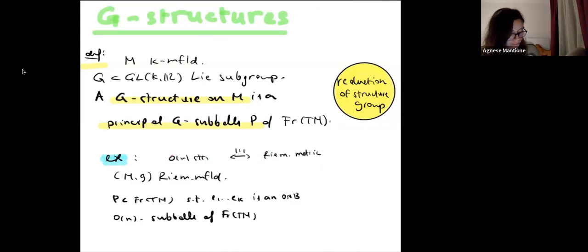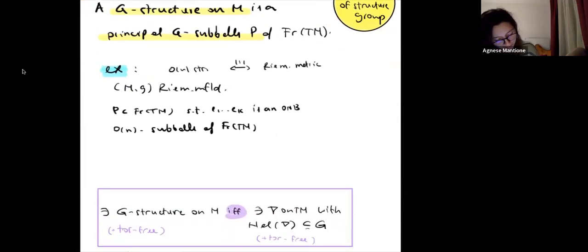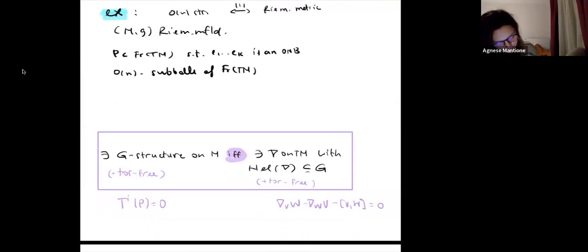If, for example, we ask for something more, like orientation, then we will ask for an SO(k) bundle. Okay, but I haven't said yet how this is related to holonomy. It is related by the following relation: a G structure on M exists if and only if there is a connection with holonomy contained in G, also torsion-free, but this will come in a moment. I just want to focus on this bijection. So G structures correspond to connections with holonomy contained in G.